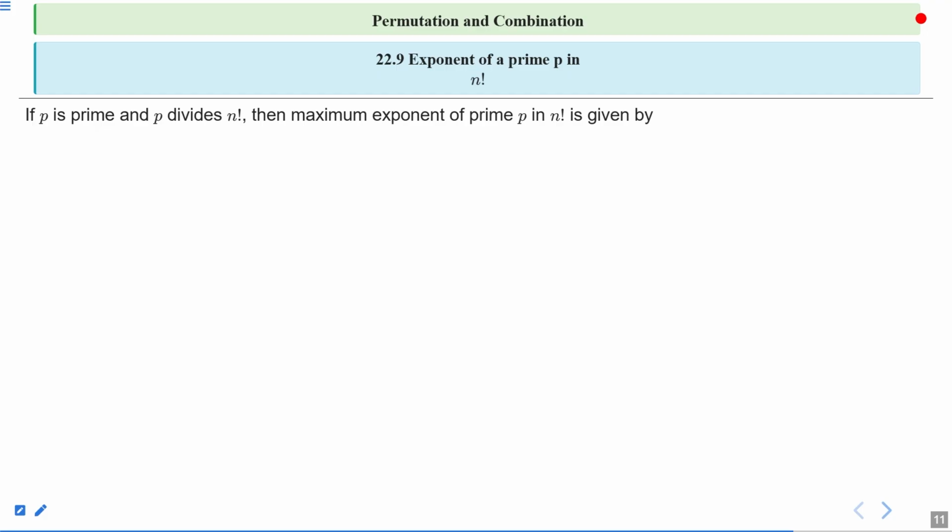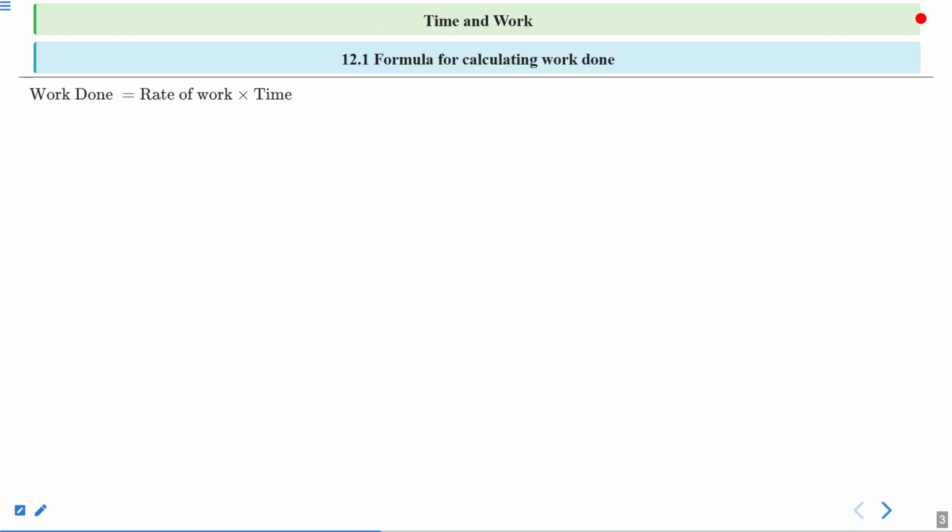Exponent of a prime p in n factorial. If p is a prime and p divides n factorial, then the maximum exponent of p in n factorial is given by EP of n factorial equals n upon p plus n upon p square plus n upon p cube dash dash dash and so on.